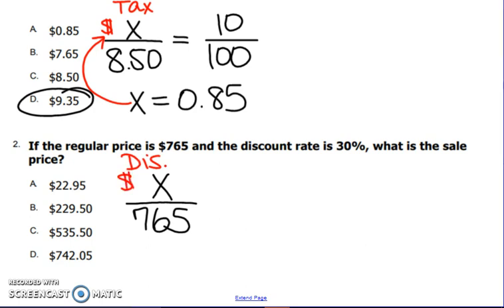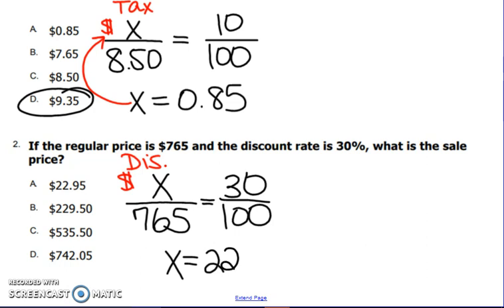And we know that that is a dollar amount. And if we finish creating the proportion, that is going to be 30 over 100. Again, just like I said before, I know you guys are awesome at this, so I am just going to automatically cross multiply and divide. And when I solve that, I get x equals $229.50. Again, I'm going to stop right here. It says x equals $229.50. Well, what did we say earlier that x equaled? x equaled our discount.